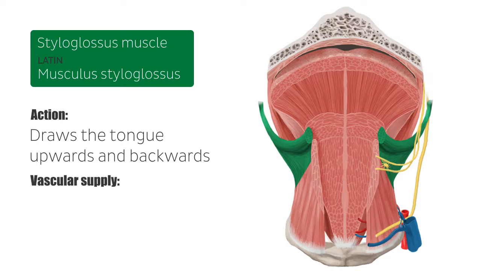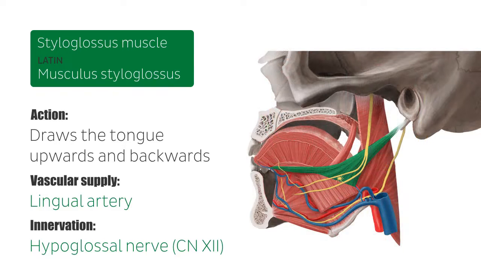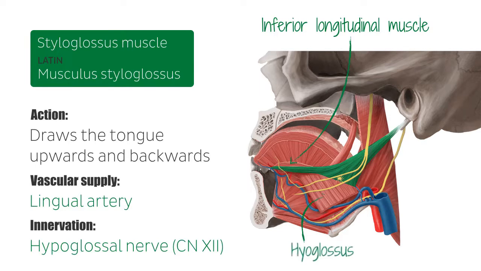It's supplied by the sublingual branch of the lingual artery and is innervated by the hypoglossal nerve. Again, you can remember the name of this muscle due to its relationship with the styloid process. If we look at the lateral view of this muscle, we can see its attachment with the styloid process of the temporal bone. As it travels from this process towards the tongue, it divides into two parts, a longitudinal part, which blends with the inferior longitudinal muscle, and an oblique part, which overlaps with the hyoglossus.